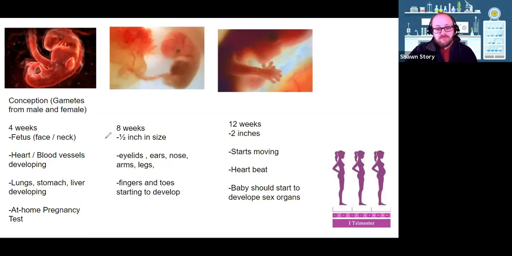Next, at 8 weeks, we see the fetus growing to about half an inch. We start seeing the development of eyelids, ears, nose, arms, legs, fingers and toes, but still they're not quite distinguishable yet. You can't quite see them.